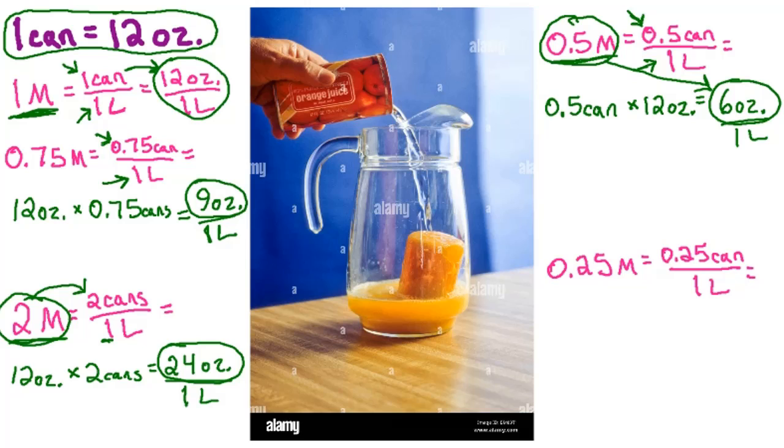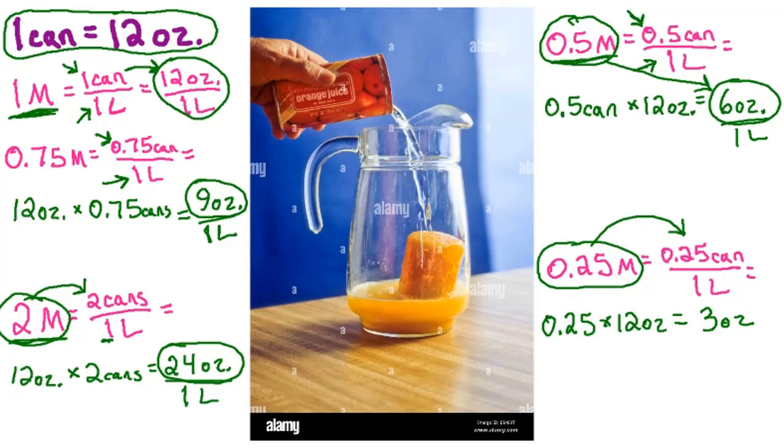Now what about 0.25 molarity? Well, 0.25 molarity means you used 0.25 cans in 1 liter of water. So if we take that 0.25 and times it by the 12 ounces in a can, then we're going to get 3 ounces. So in this case, with a 0.25 molarity, we used 3 ounces of frozen orange juice concentrate for every liter of water that we put in the pitcher.